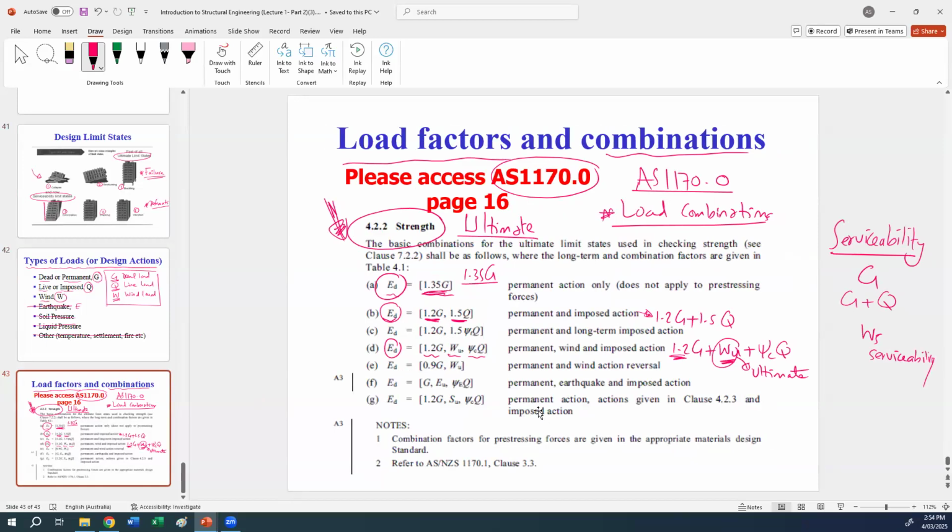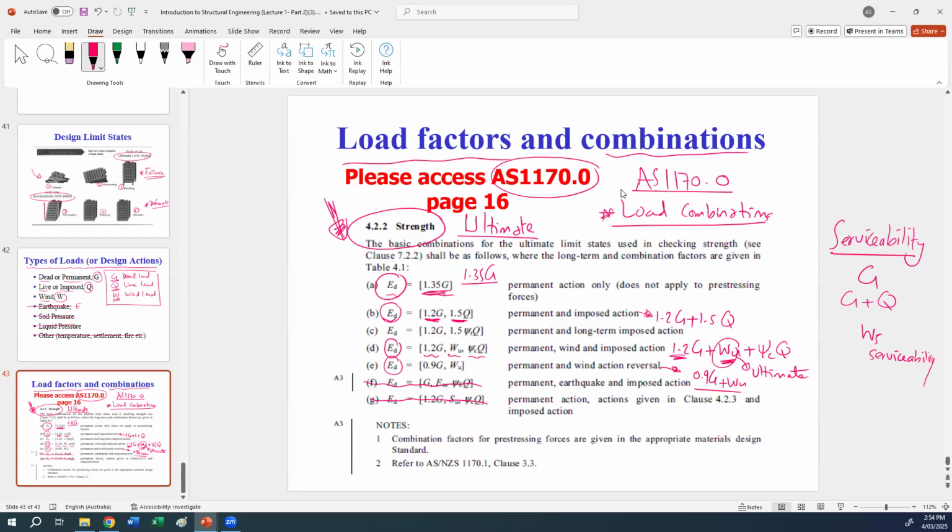And we don't use the earthquake ones or the snow one. The first one we have E D equal to 0.9 G plus WU. So we have different cases of combination based on the type of load we have and also the design we are doing. But the main thing I want you to understand today is there is a difference between the loading in the serviceability case and the ultimate case.